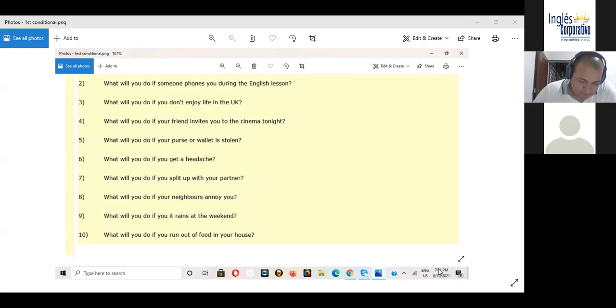So, ¿qué va a hacer si no le gusta la vida en El Salvador? The answer is not in past. No. This is the first conditional, and with the first conditional, you always use will. Okay, I'm a little bit confused about it, but now... Right. This is the first conditional. When you use the simple past, you're using the second conditional. Okay. Thanks. No problem.